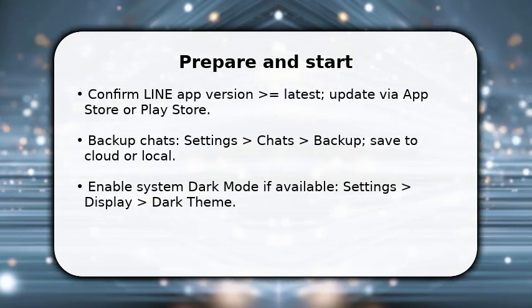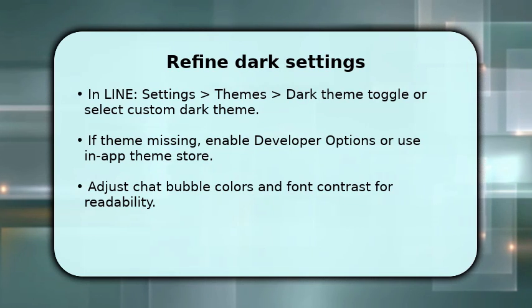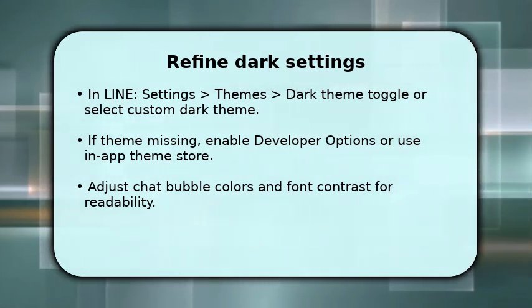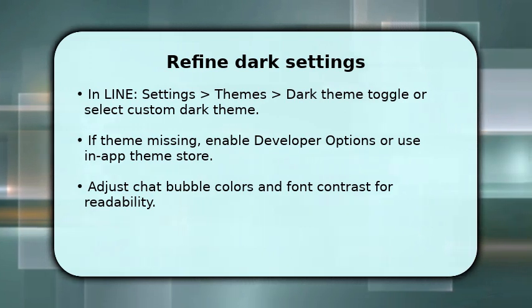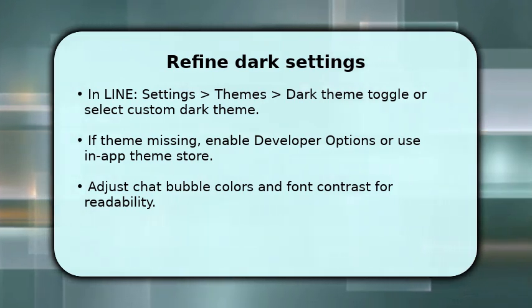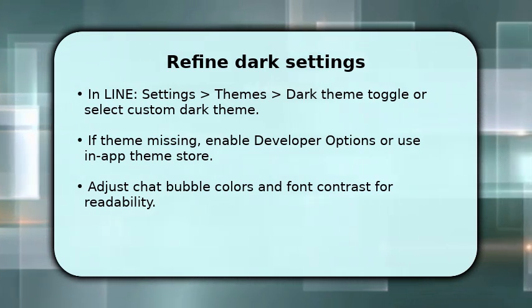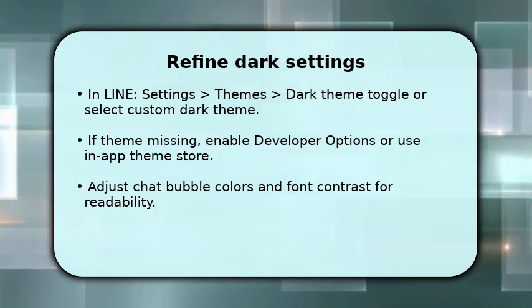Now you refine how dark mode appears. Open Line Theme settings and choose the official dark theme or a vetted custom theme for deeper contrast control. If your device doesn't show the option, make sure developer options aren't restricting UI themes and check the in-app theme store for downloadable dark skins.